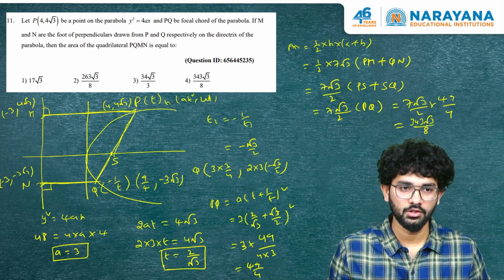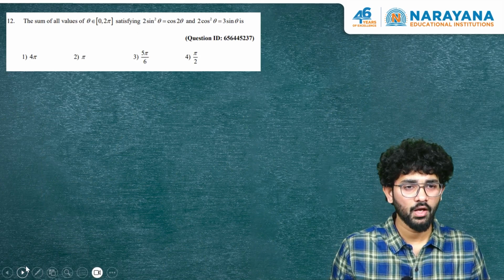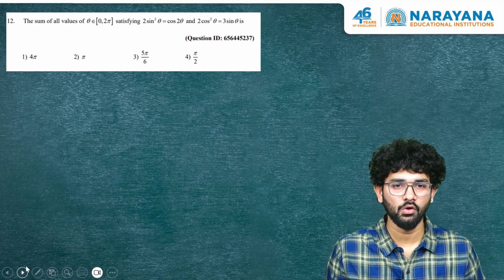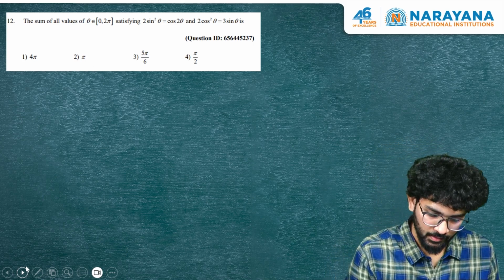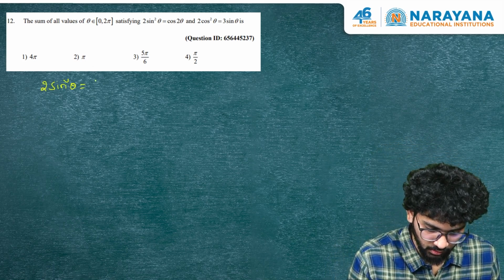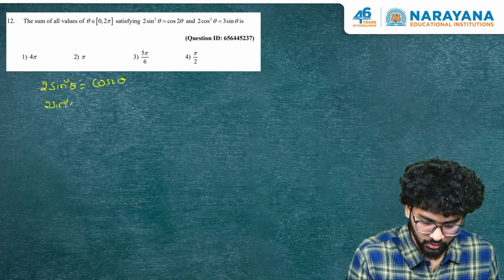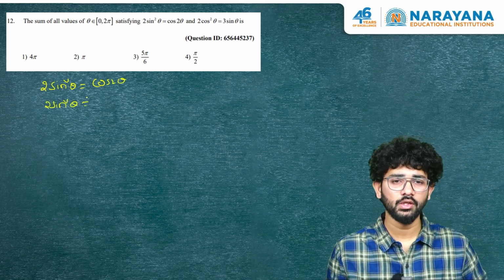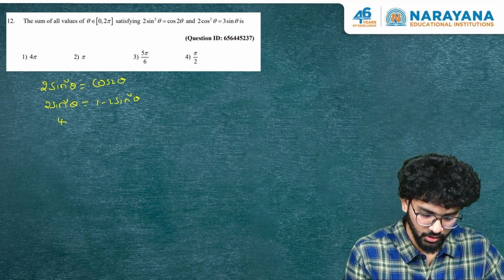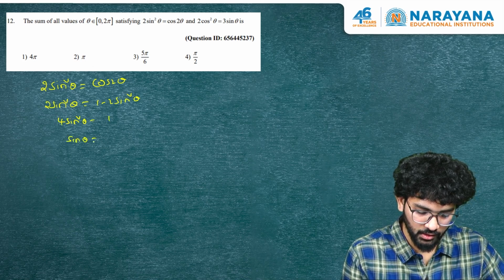So let's go to the next question. The sum of values of theta satisfying 2 sin square theta equal to cos 2 theta and 2 cos square theta equal to 3 sin theta. So if I take the first equation, 2 sin square theta is equal to cos 2 theta, I can write cos 2 theta as 1 minus 2 sin square theta. So from here we get 4 sin square theta equal to 1, which means sin theta equal to plus or minus 1 by 2.